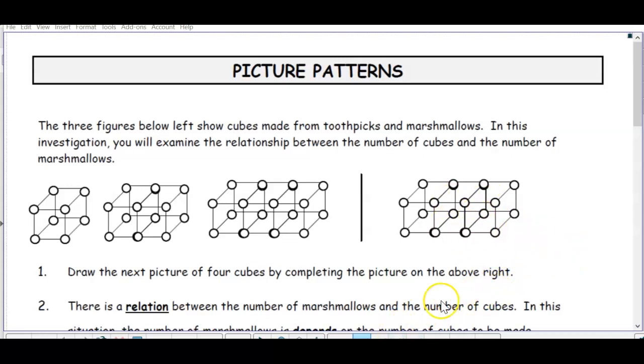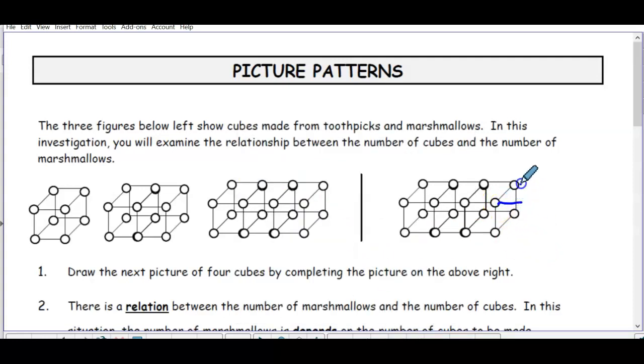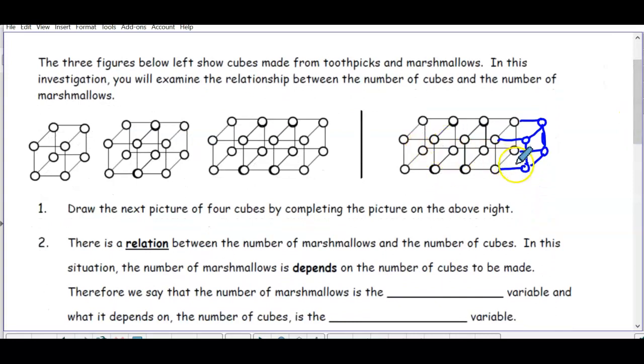So basically, I'm just going to freehand here. Actually, I want it to be blue, so let's do this. So line there, marshmallow, marshmallow, line, marshmallow, join up, down, like that. Okay. So now that has basically 4 cubes together. So here, this is 1 cube, this is 2 cubes, 3 cubes, 4 cubes, and we can keep on going.